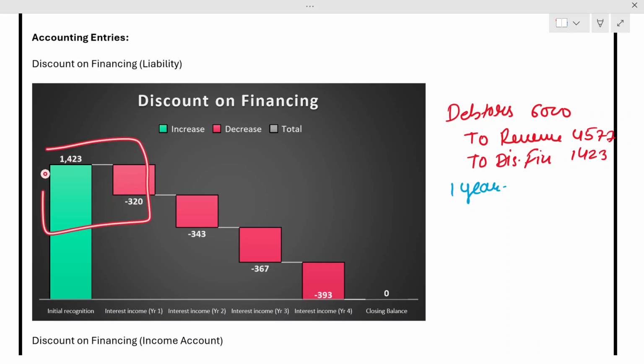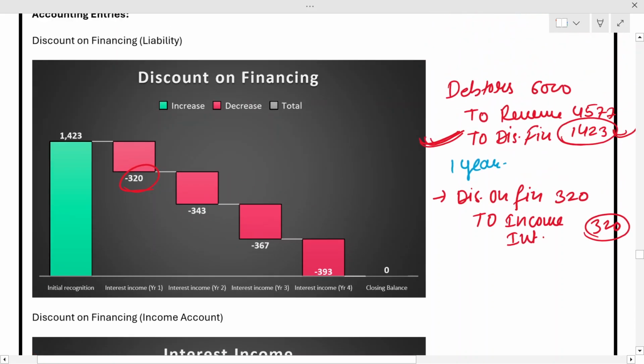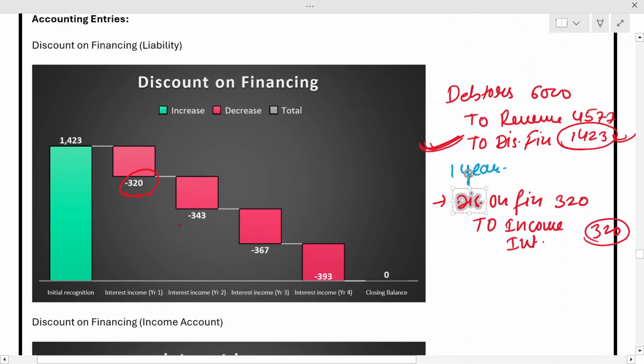So for that, what accounting entry will you pass? Discount on financing debit 320, because you need to reduce this credit amount, and now you need to recognize your interest income, which will again be 320. So out of this 1423, 320 is reducing and your interest income of 320 is increasing, which is in this chart.